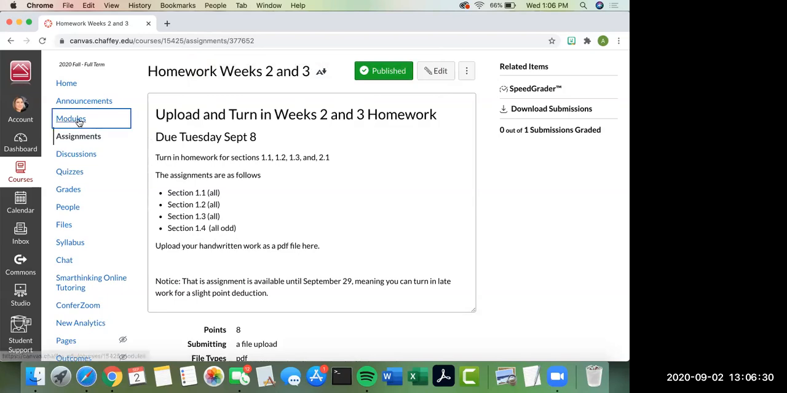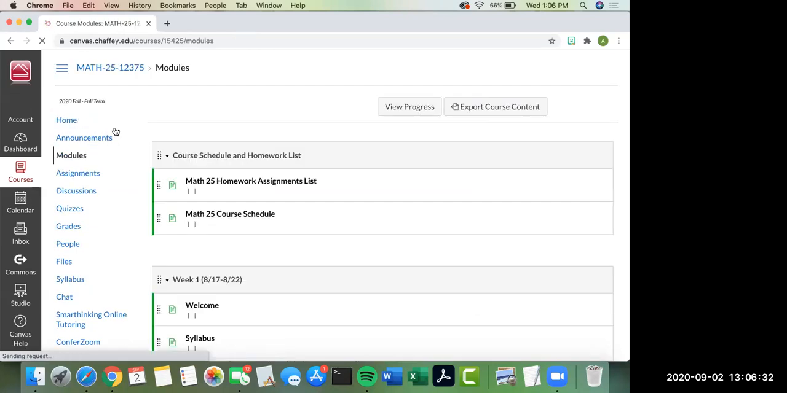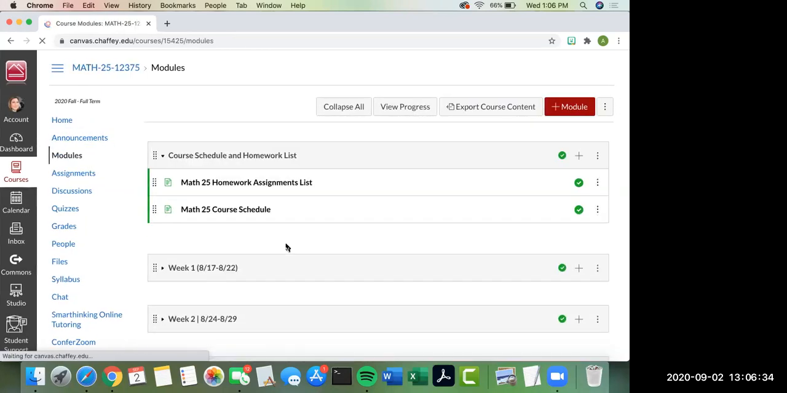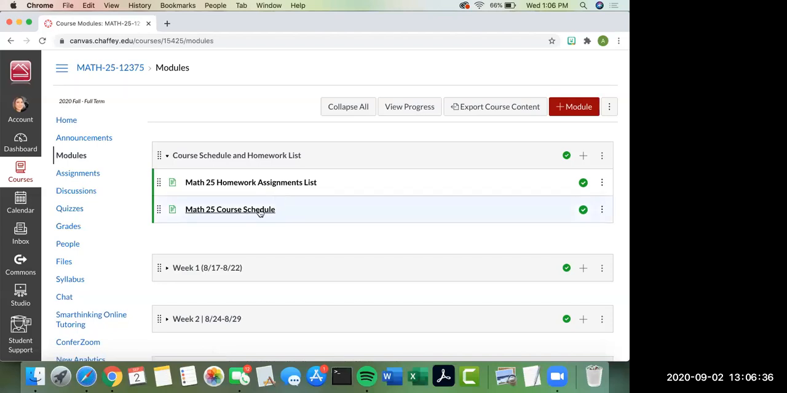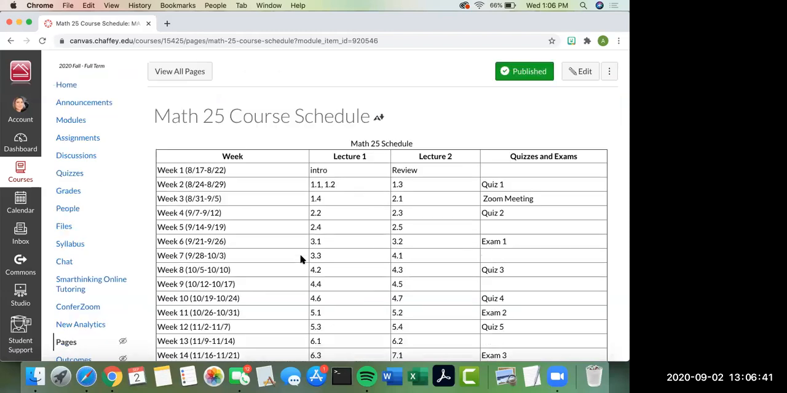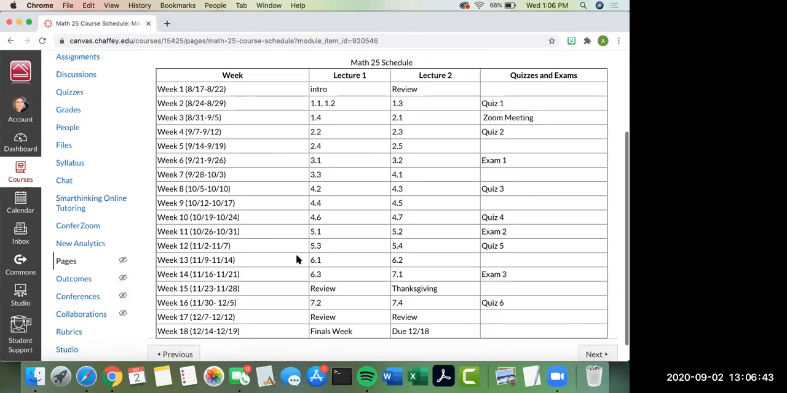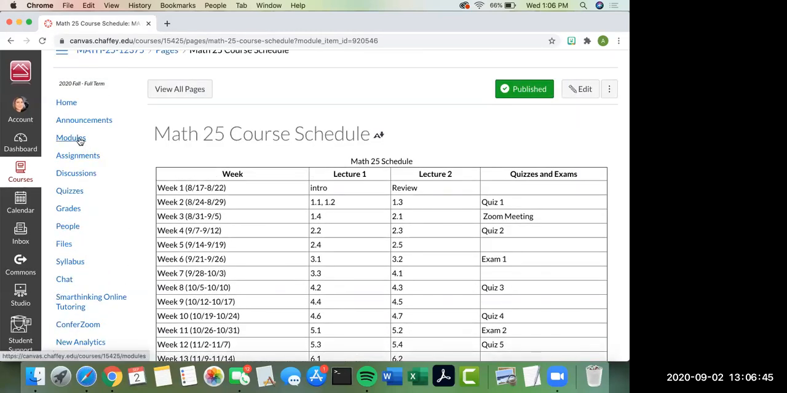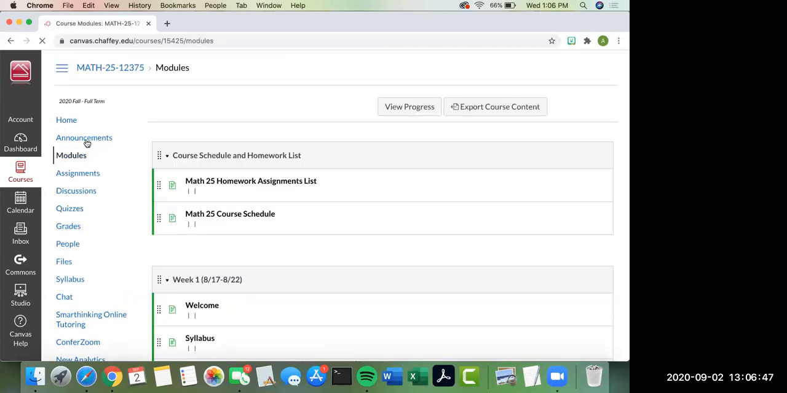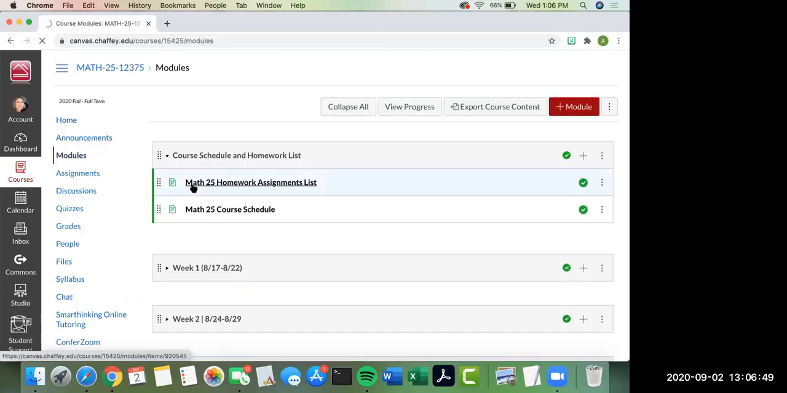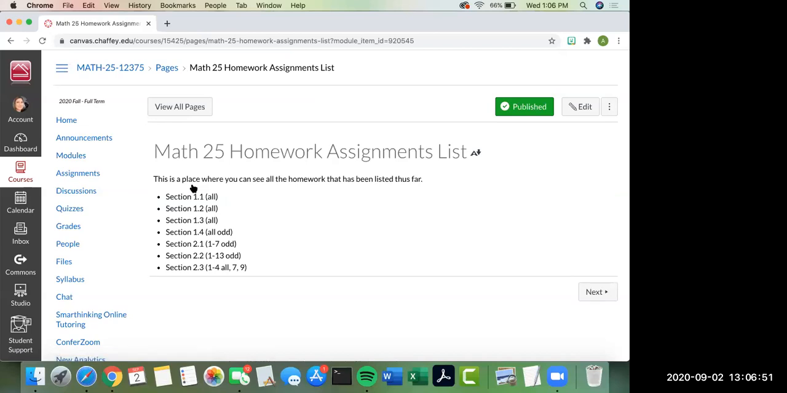I also want to show you that I added an extra module in the beginning. So at the very top, you have a module and it has your course schedule. You have this in your syllabus, but I just thought it'd be nice to have this a click away. And we also have all of your homeworks. I'll add them bit by bit, so that way you have one single spot where you can see your homework.